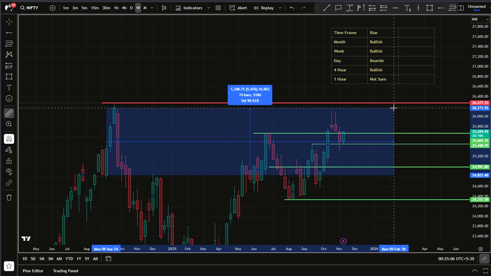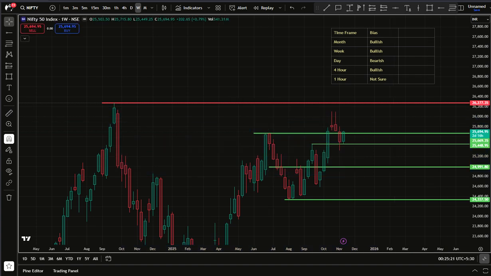Well, it was relevant. As you can see, both these candles have taken support exactly at this order block, and that's approximately 25,700. Yeah, so let's leave it there.